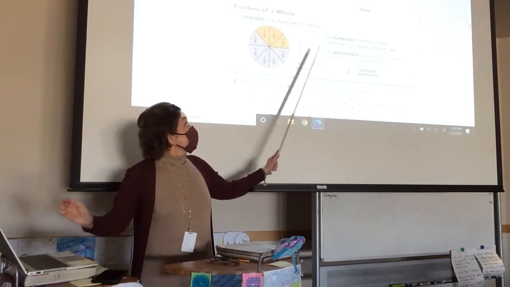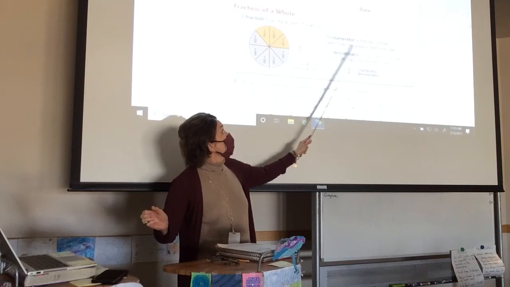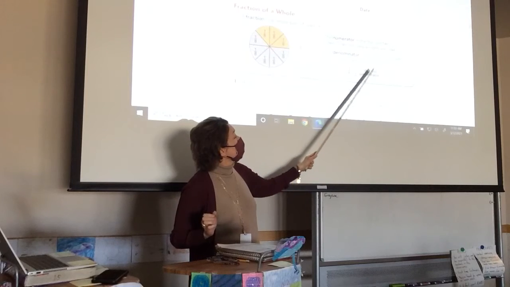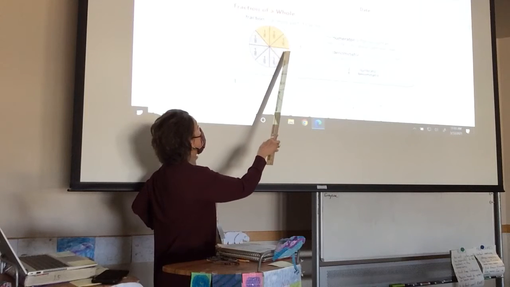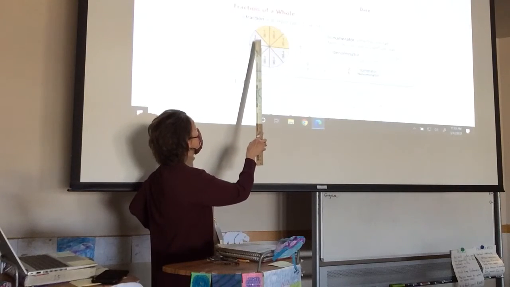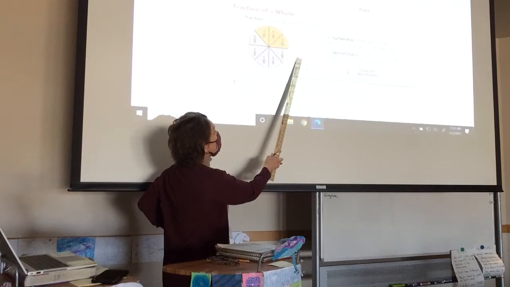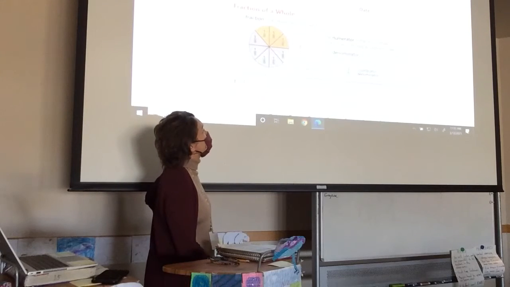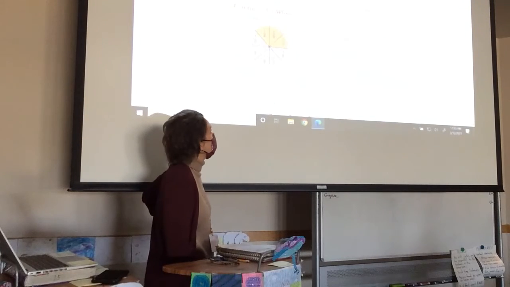All right. The numerator is the top number. It tells how many equal parts are used. The denominator is the bottom number. It tells how many equal parts in all. So, count with me. 1, 2, 3, 4, 5, 6, 7, 8. That is the what? The numerator or the denominator? Denominator. Right. And how many are filled in? Remember, the numerator is the top number. It tells how many equal parts are used. How many equal parts are used?